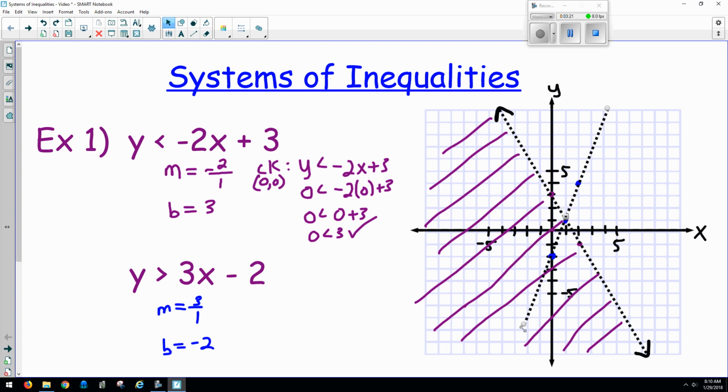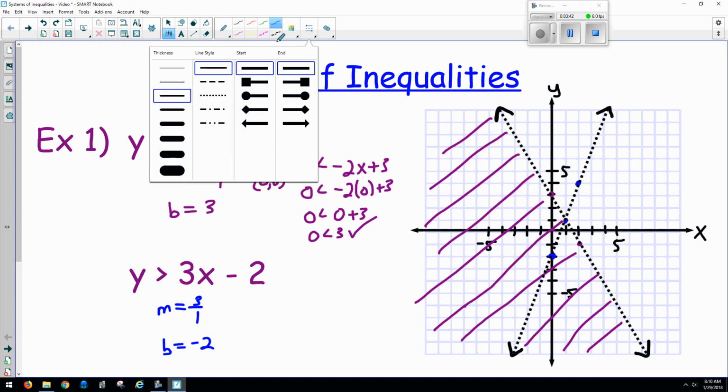Okay, we're still going to put arrows on the end. So remember, because I'm making this a dashed line, that implies that none of the ordered pairs that fall on this line is part of the solution of this graph. It's only the ordered pairs in the shaded section of this graph. So now I'm going to check to see if 0, 0 falls in the solution or not.